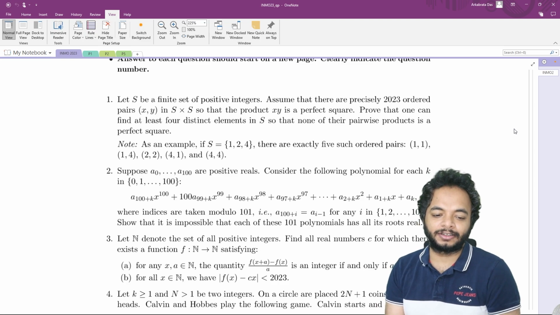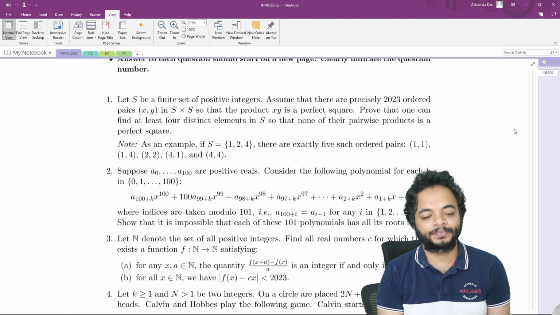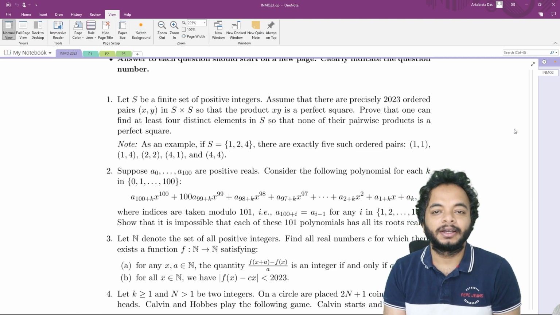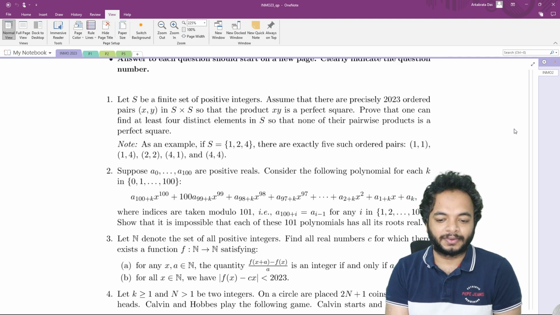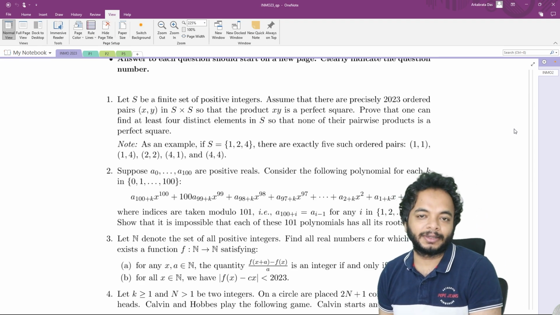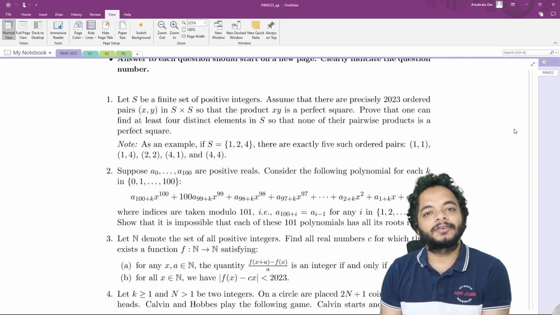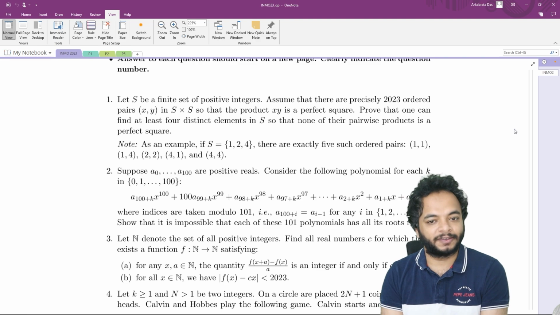The problem says that you have a finite set S of positive integers, and when you do S cross S, you get precisely 2023 ordered pairs (x, y) such that xy is a perfect square. Then you have to prove that one can find at least 4 distinct elements in the set S such that their pairwise products are not perfect squares.